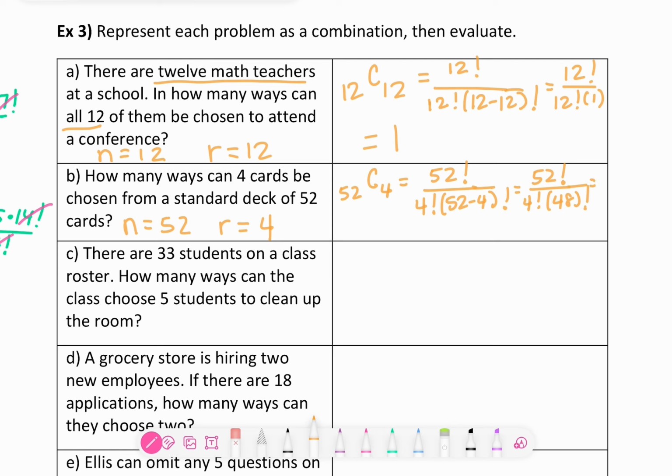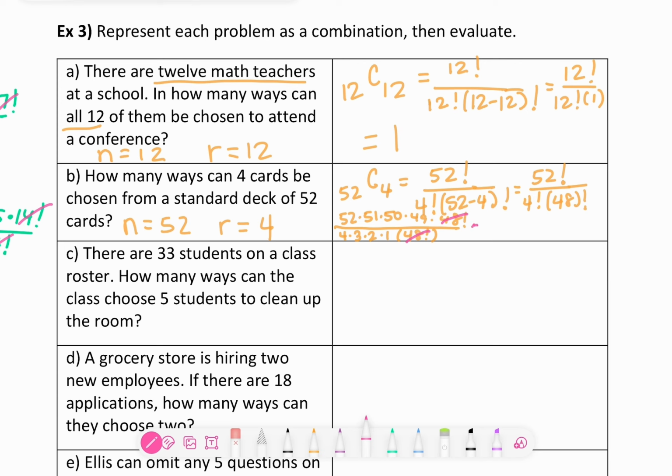Okay, so what we're going to have is 52 times 51 times 50. Actually, hold on, I'm going to run out of room. Let me write this below. So this is going to be 52 times 51 times 50 times 49 times 48 factorial, over 4 factorial, which is 4 times 3 times 2 times 1, times 48 factorial. So again, what did I do? I changed the 52 factorial. I multiplied all the way down until I got to the 48 factorial so that it would match the bottom, right? That number in the denominator. Now I can go ahead and cancel those.